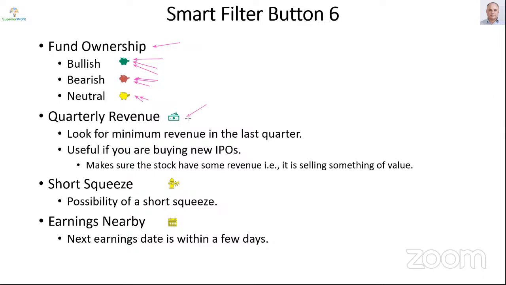Then we have a smart filter for quarterly revenue. It is usually used for newer IPOs to make sure that stocks are selling something of value before we invest in them. For established stocks, this is not required because this has a very low threshold, useful only for new IPOs. Short squeeze, quite useful.